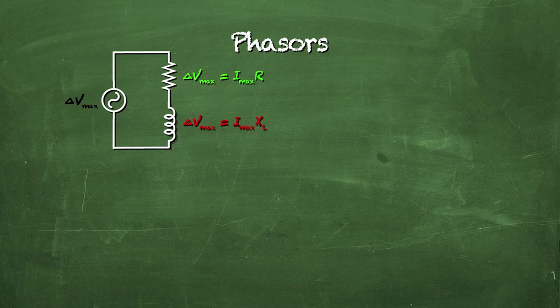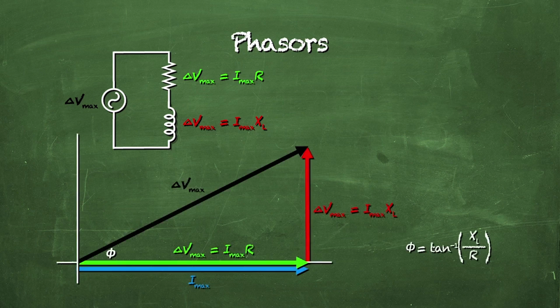We're going to represent this circuit using a phasor diagram, as you can see here. Along the x-axis, we have the current phasor, I max. I max we will line up with the x-axis. The voltage across the resistor is in phase with the current, so we will also put the voltage across the resistor along the x-axis. So we have our phasor delta V max is equal to I max times R, also along the x-axis.